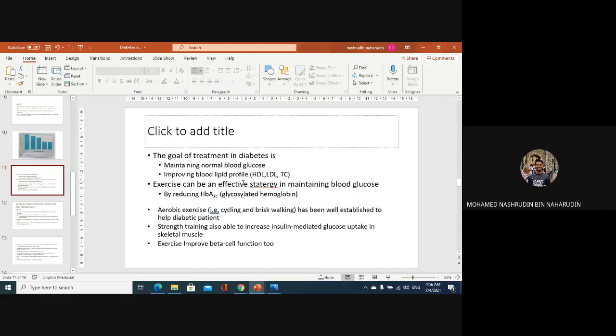So, exercise has also been shown to be effective in improving blood glucose absorption into muscle cells or other cells in the body by reducing the glycosylated hemoglobin, or simply said, the HbA1c. So HbA1c is the marker in the hemoglobin that is associated with diabetes.